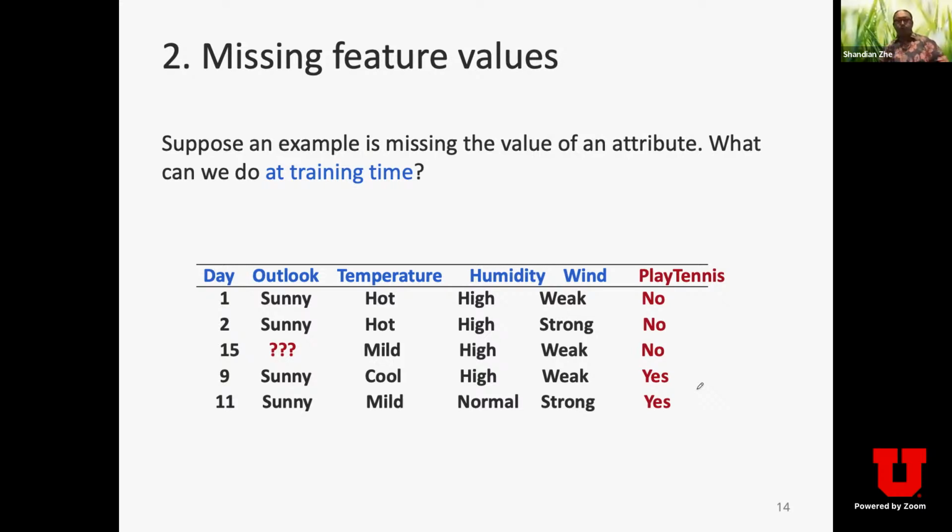Like for example, in our play tennis data set, I collected my activity on day 15. Unfortunately, I forgot to record the outlook. But I know that the temperature is mild, humidity is high, wind is weak. I did stay at home. I did not go outside to play tennis. Now, how do we handle this new example with a missing feature value? Any thought?